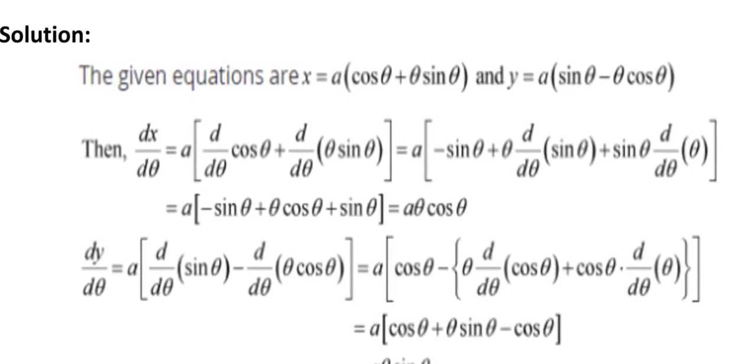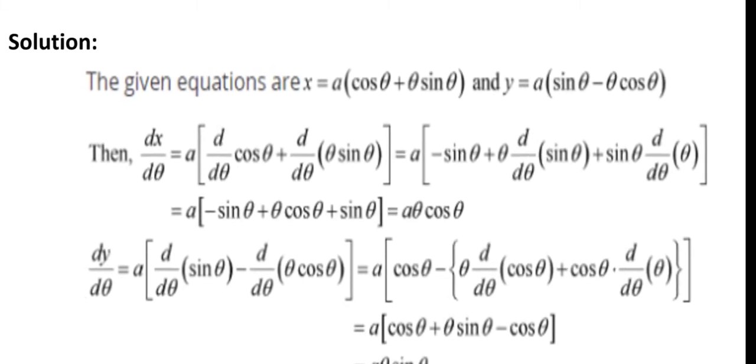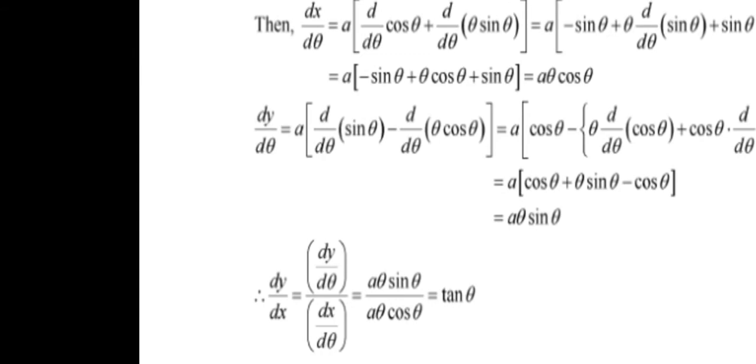Now when you do dy by d theta, a into d by d theta of sin theta minus d by d theta of theta cos theta. Similarly, if you differentiate, we will get the value of dy by d theta as a theta sin theta, because the cos theta will get cancelled, and the result will be a theta sin theta.